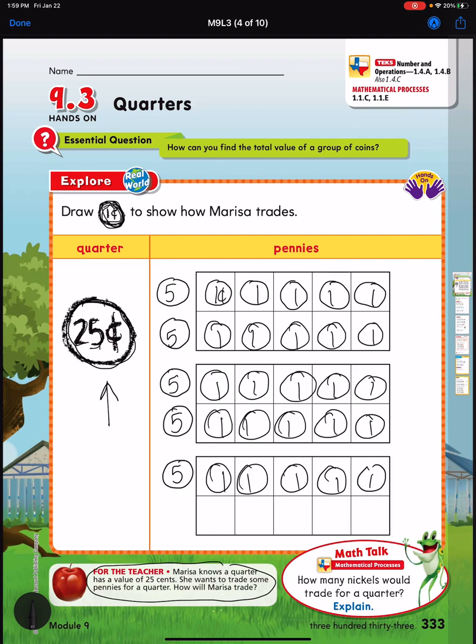What about dimes? Dimes are worth 10. But do I have 10 here? I only have 5, so I couldn't put a dime here. I'd have to have 2 dimes and 1 nickel for 25 cents. All right, so remember, pennies are worth 1, nickels are worth 5, and dimes are worth 10, and now quarters, we are learning, are worth 25. All right, let's keep going.